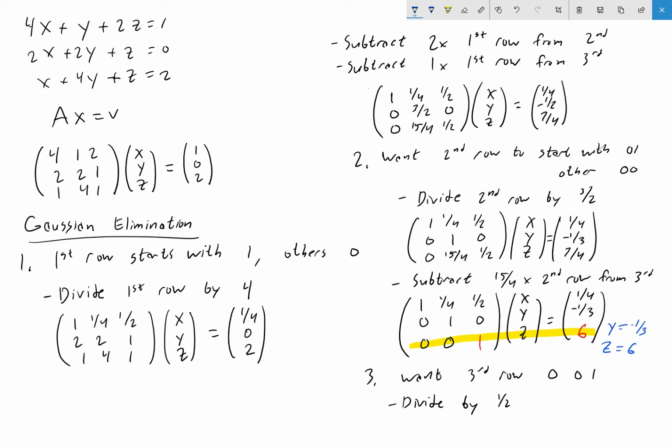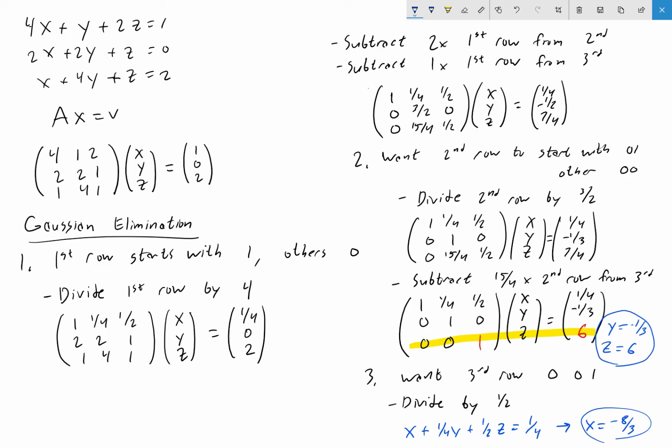And then the top row says x plus 1/4 y plus 1/2 z is equal to 1/4. We can plug in the values for y and z that we just found, and we're going to end up with x equal to -8/3. Okay, and so we have solved our problem. We found x, y, and z by going through this process called Gaussian elimination.